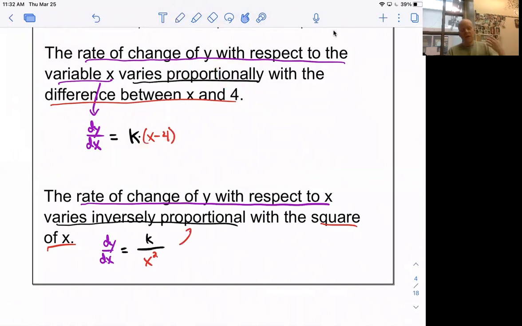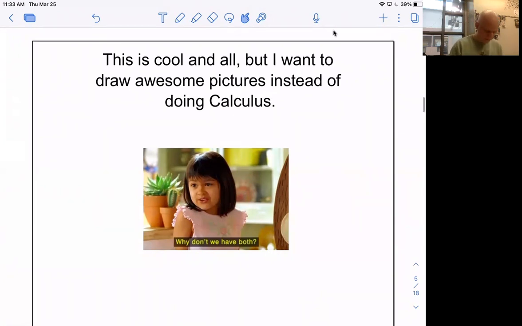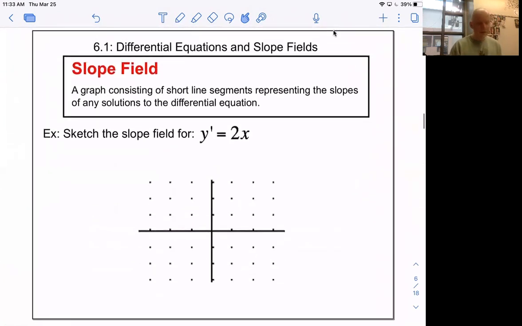Okay, well, now that we've got more of the basics of differential equations out of the way, I know what you're thinking. You might be thinking to yourself, man, this is cool and all, but I really want to be drawing awesome pictures instead of doing calculus. And to that, I would say, why can't we just do both? So this is one of my favorite parts, as you'll see. What we're about to do is we're about to draw pictures of differential equations so we can get more of a visual understanding of what's going on when we solve these differential equations. And that, my friends, is something called a slope field.